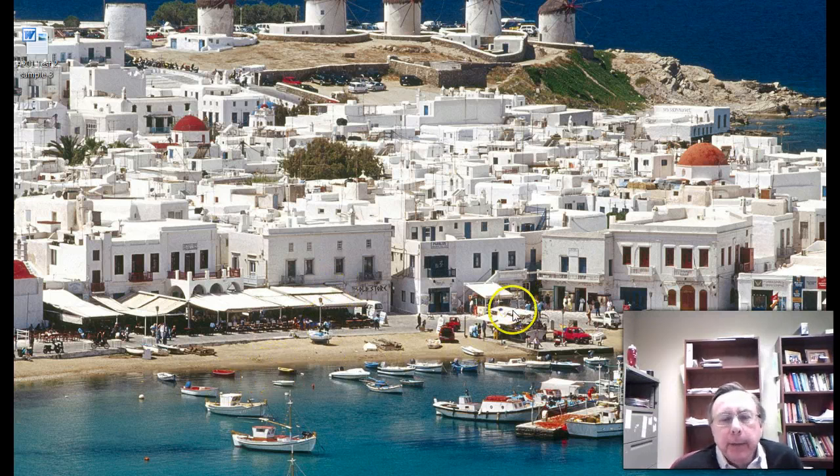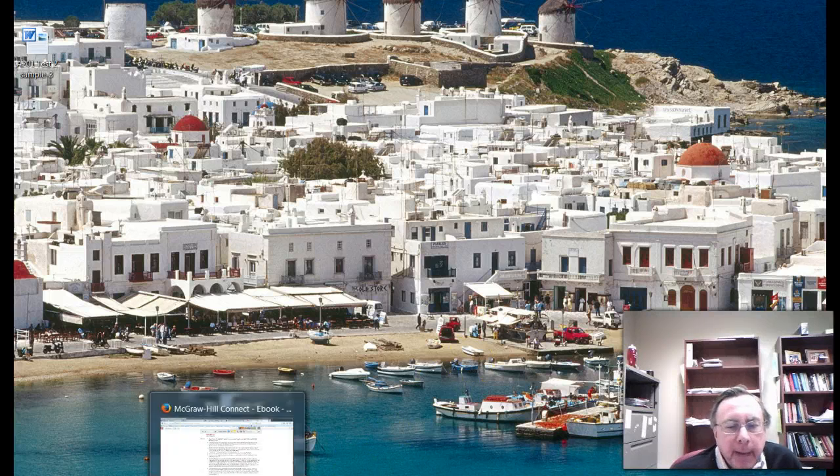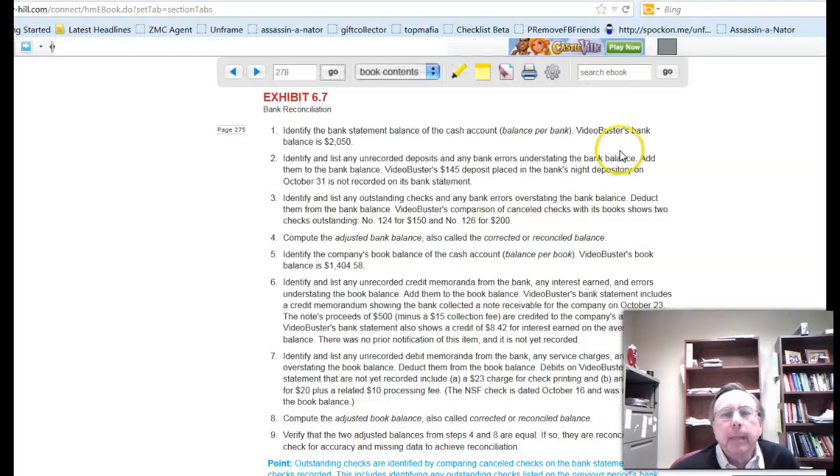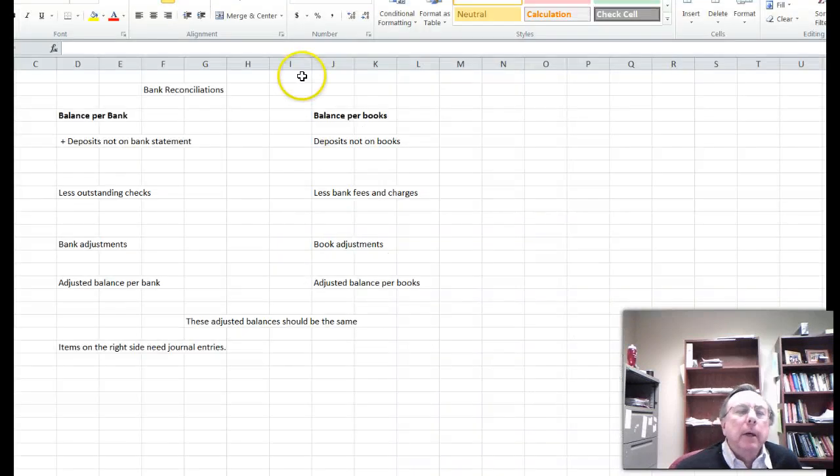So today I thought we'd take a look at a bank rec, and we'll go through that. Here's the example in the book on page 278. It says, identify the bank statement balance of the cash account, balance per bank. Video Busters bank balance is $20.50. So I take it what we have to do is figure out a bank rec for this particular company. How do we do that? Well, here's a little guideline for you.